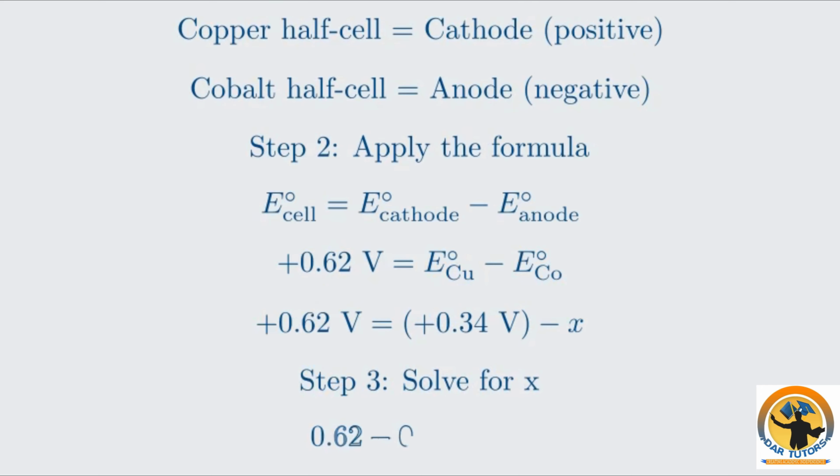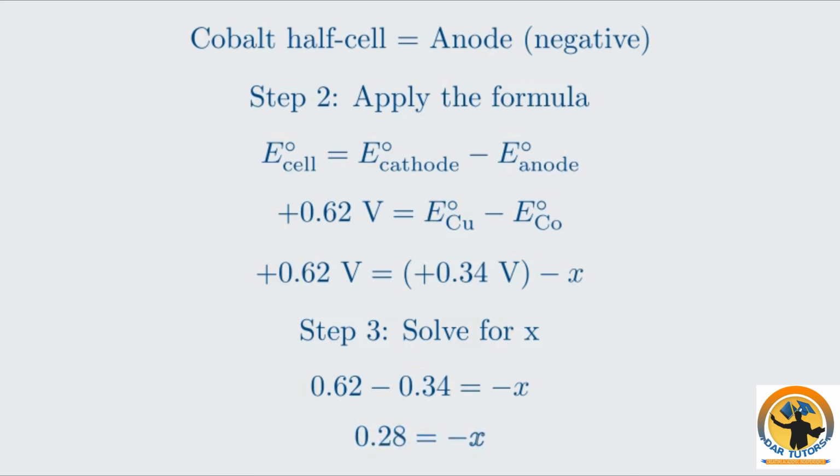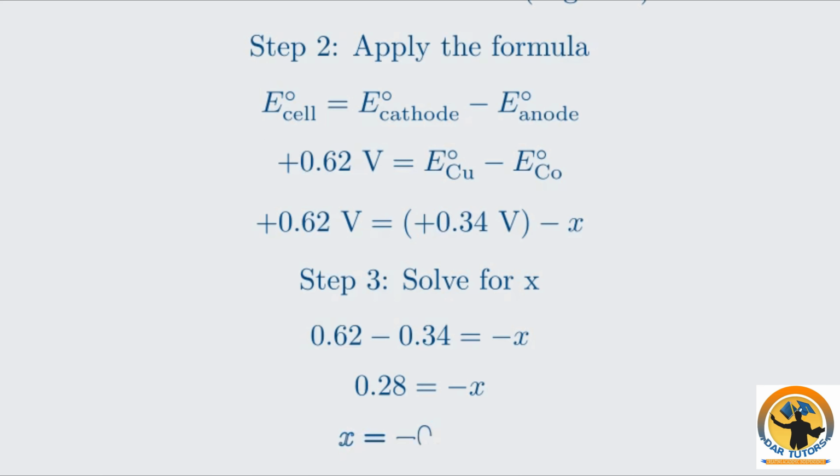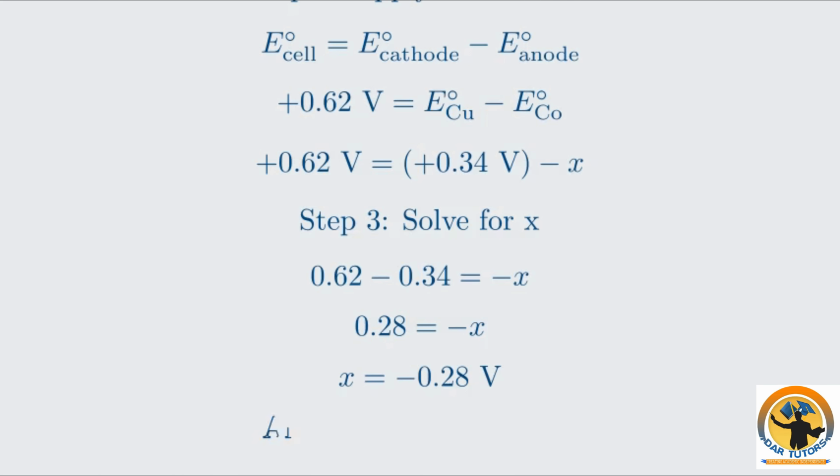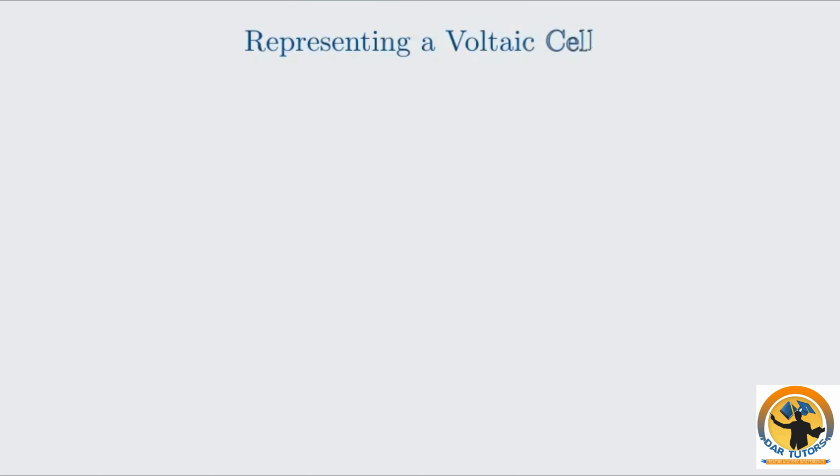Subtract 0.34 from both sides to isolate X, giving us 0.28 equals X. Therefore, X, the standard reduction potential for cobalt, is negative 0.28 volts. The standard electrode potential of the cobalt half cell is negative 0.28 volts. The negative sign confirms that cobalt is more easily oxidized than hydrogen, which is consistent with its role as the anode in this cell.